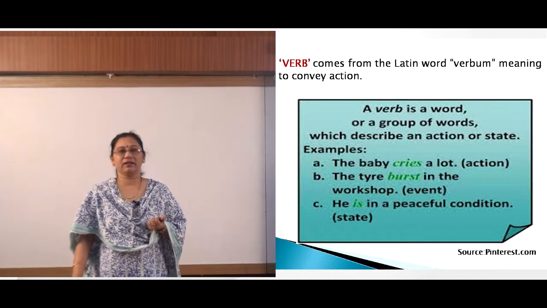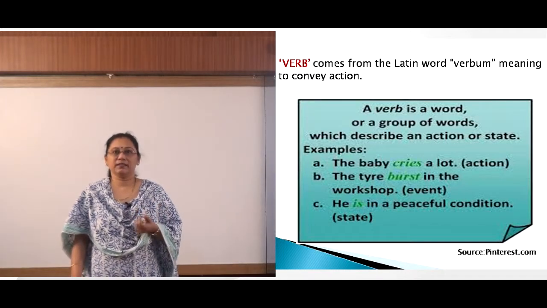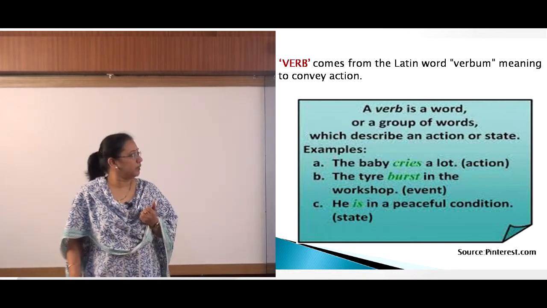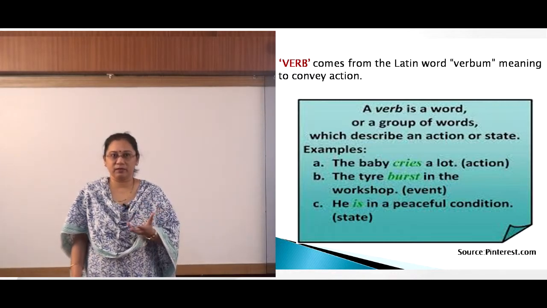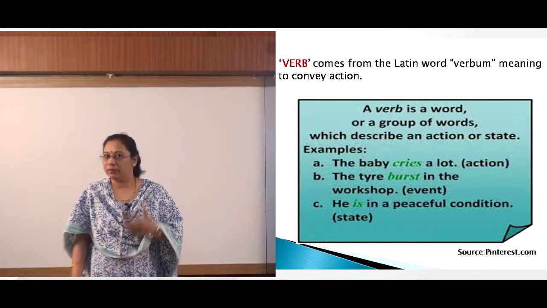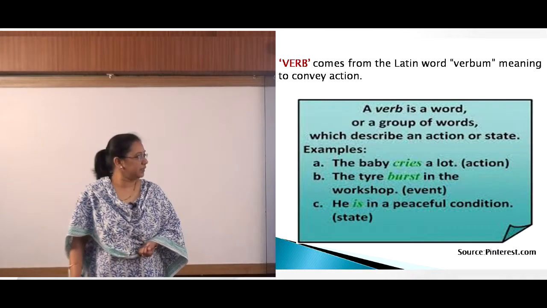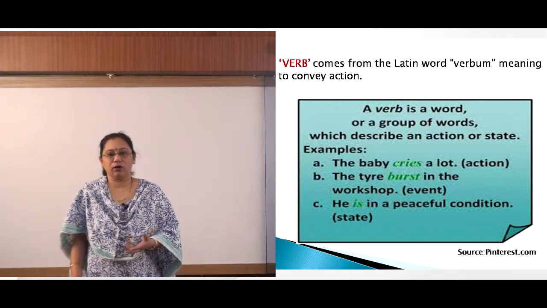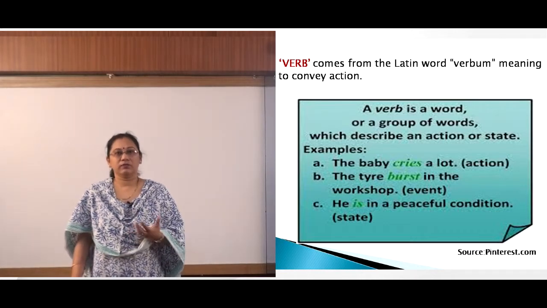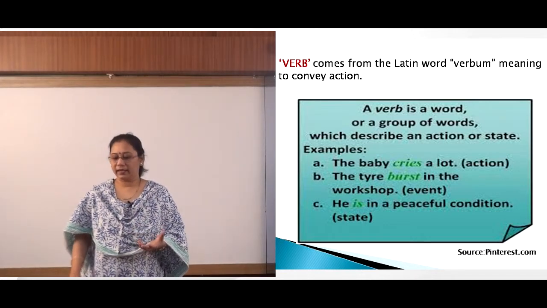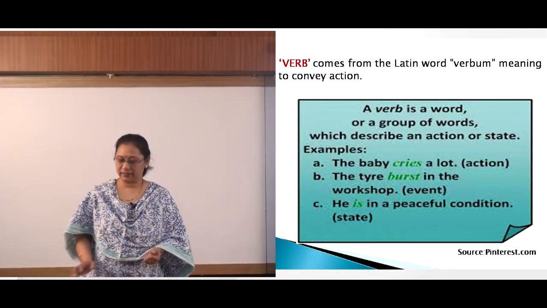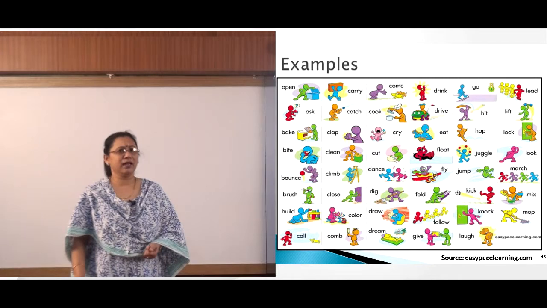For example, the baby cries a lot. Cries is the action, it is a verb. The second example says the tire burst in the workshop. So there is an action taking place here. It's a kind of event that has occurred with the tire bursting. And the third example is that he is in a state of peaceful condition. So 'is' represents some kind of state. So a verb is a group of words that can denote some kind of action or an event or a particular state.